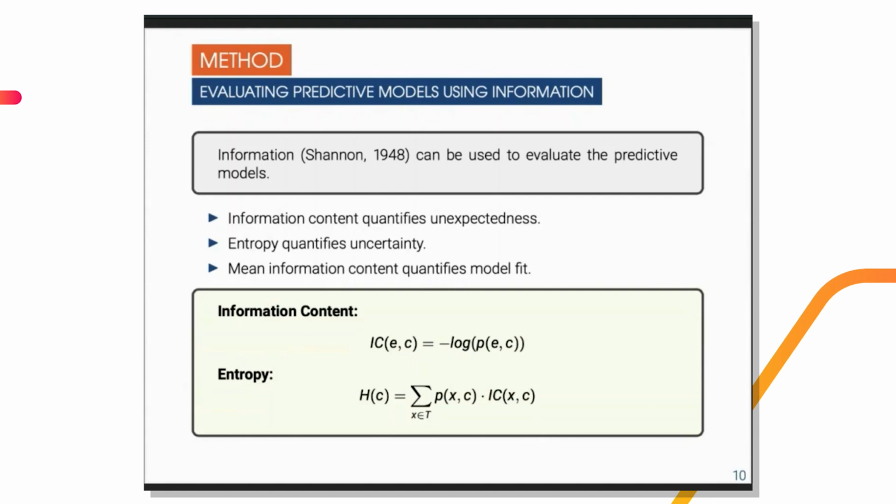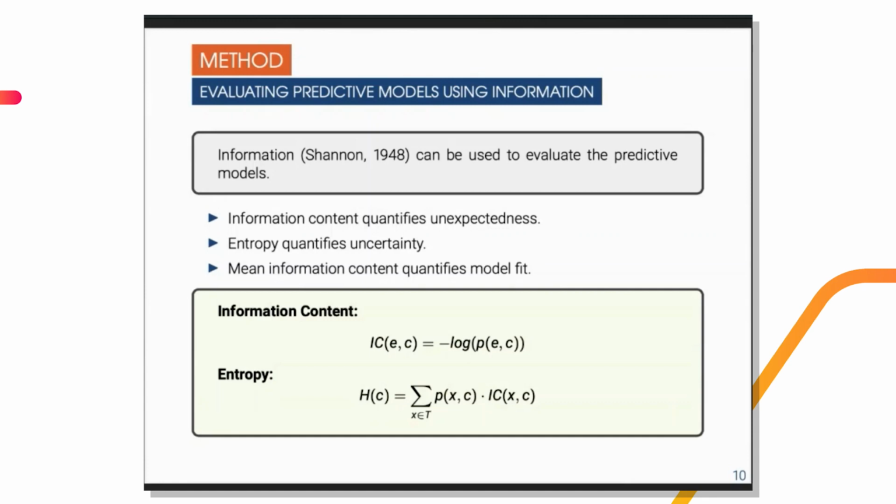So now we can use mean information content over an entire sequence or collection of sequences to quantify how well a predictive model fits the data in some sense. So if every element of a sequence is predicted with high probability, then the mean information content of elements in that sequence will be low. So this means the predictive model fits the data very well.